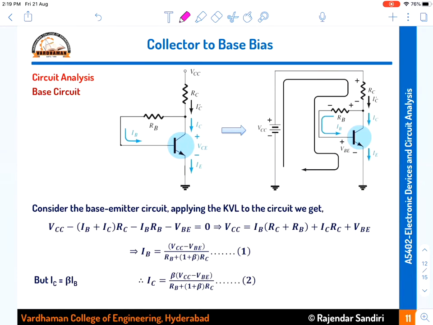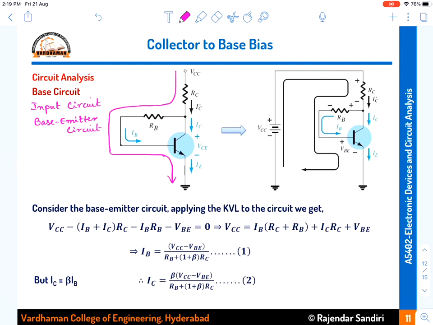Now this is the circuit. In this, the base circuit will be the input circuit. Whatever path I am drawing in the pink color line, that is your input portion of the circuit. So this input circuit is also called the base circuit or base emitter circuit. Okay.